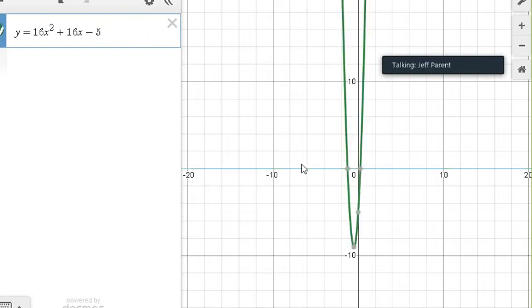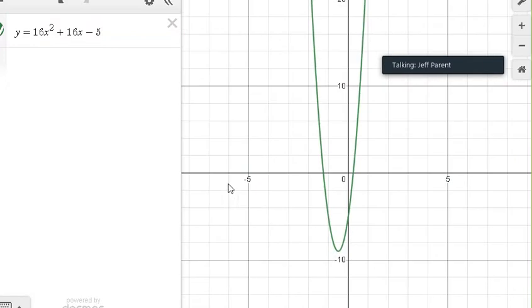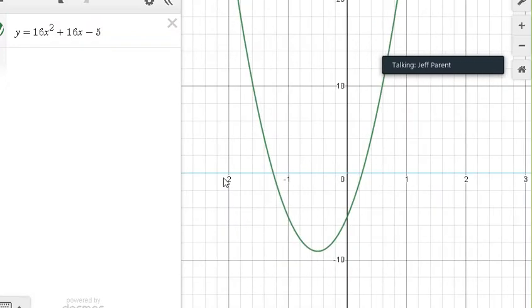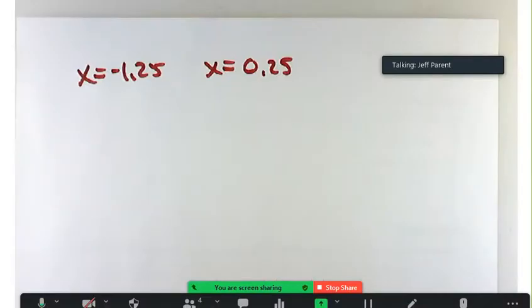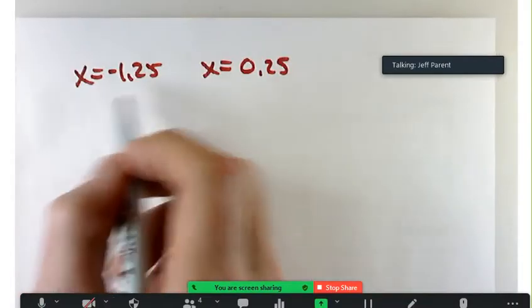All right, so if you take a look, the graph crosses the x-axis at 2 places. One right here and one right there. Let's write down what those 2 places are. So I get 2 solutions. x equals negative 1.25 and x equals 0.25. So let me switch my screens now. Let's write these as fractions.